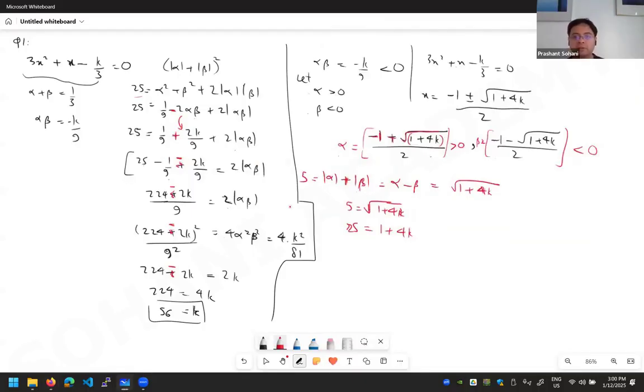Oh, sorry, I made a mistake here. The denominator is not 2, it is 2 into 3, 6, right? That is 6. So when I add the 2, I will get upon 3. Okay, so I'll get 15 is equal to root of 1 plus 4k. Therefore, 1 plus 4k is 225. And same as before, you'll solve it and get 56.